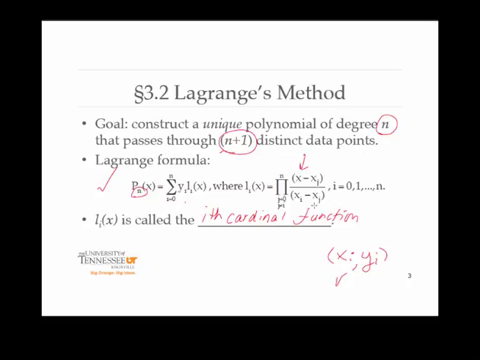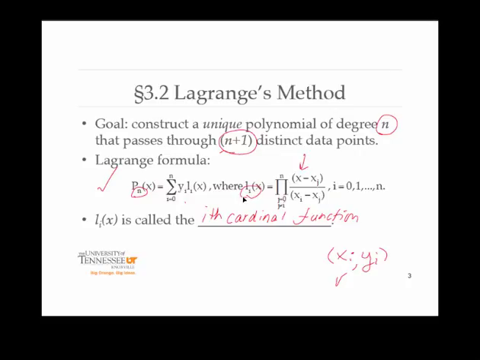But it's just a simple product of these monomial terms, x minus xj, over these scalars. xi minus xj are just scalar values that are determined from the x coordinates of your data. And the numerator terms are just going to be products of, say, x minus x0 times x minus x1 times x minus x2 and so forth, as long as j doesn't match the i. j cannot match the subscript on the cardinal function. It can run from 0 to n, but it can never be i.